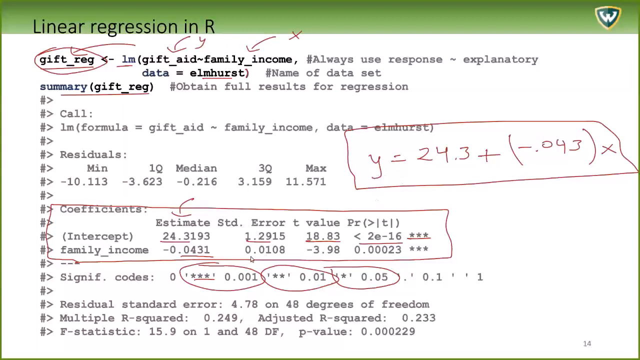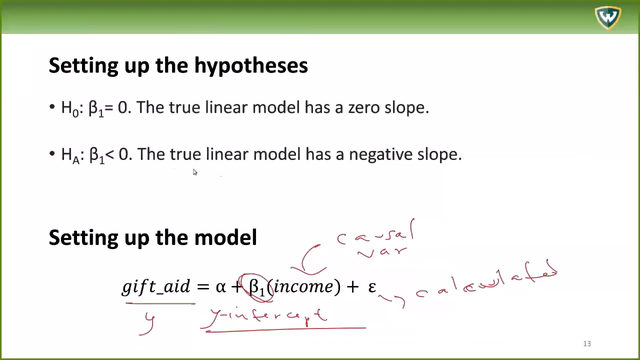And then we'll also get a standard error for that estimate value. We get a t value, and then we also get a probability value. And this is 0.00023, which is way below 0.001, which means it's statistically significant. So we can accept that family income is statistically different than 0. We can accept that the true linear model has a negative linear slope, that the slope is less than 0. It's not equal to 0.